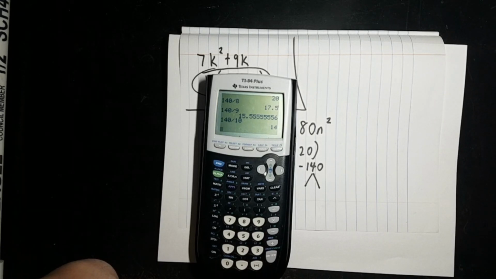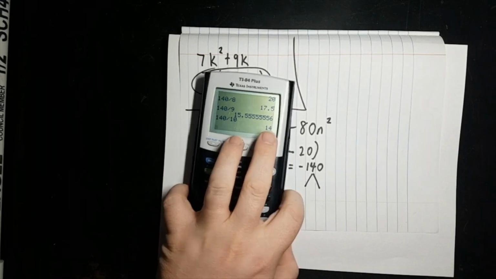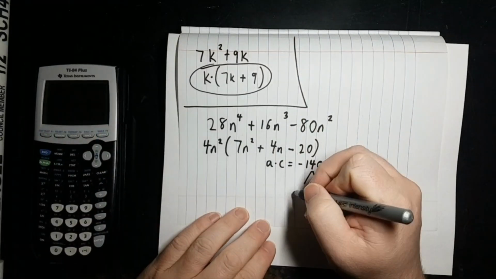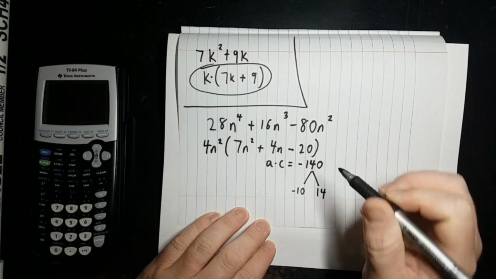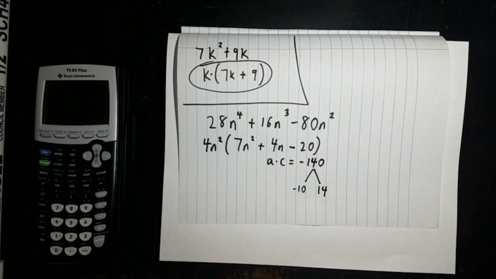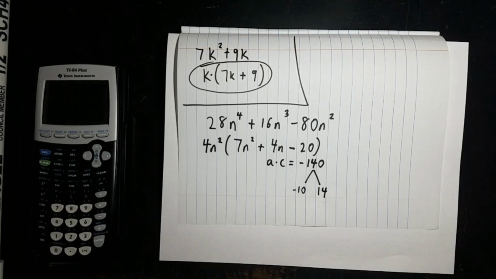10 and 14. Now remember, one of them has to be negative and one of them has to be positive. At this point, you've probably already realized that the 10 has to be negative. Negative 10, positive 14. They multiply to negative 140. They add up to positive 4. They are our magic numbers.